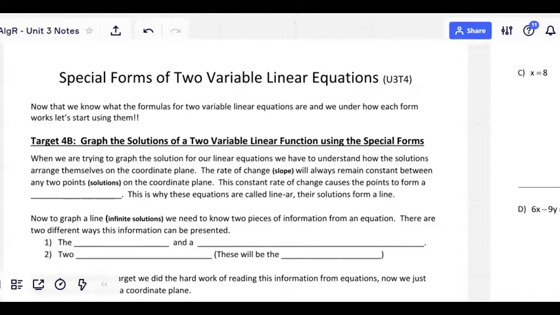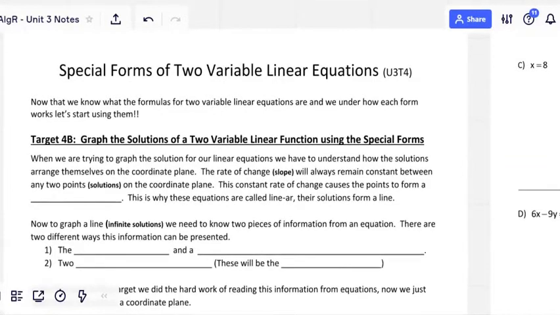So when we are trying to graph the solutions of our linear equations, we have to understand how these solutions arrange themselves. Since they have a rate of change, otherwise known as a slope, that's always constant, the points start to form a line. This is why they are called linear equations. As you can see, the word line is in the word linear.